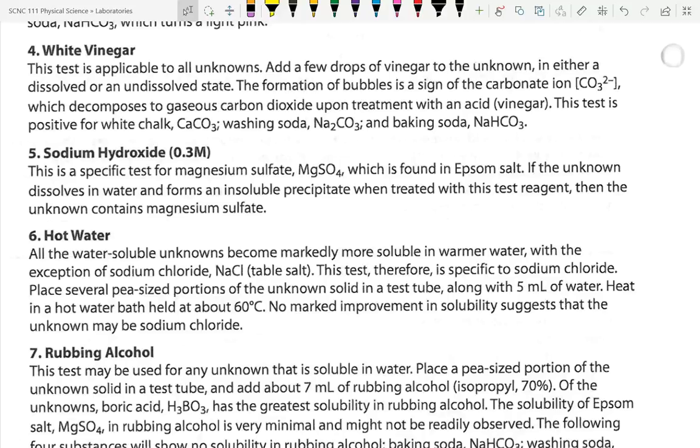So those are the tests you're doing. Now, what's our goal? Our goal is to determine what the names are for each one of these. So before you start, you need to have a plan. What we don't do is run every test on every sample. We run only the tests necessary.